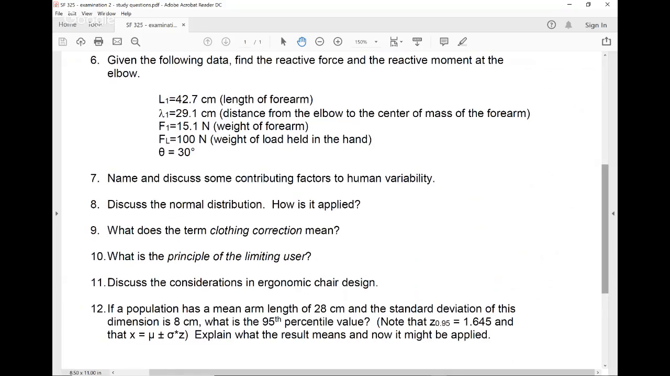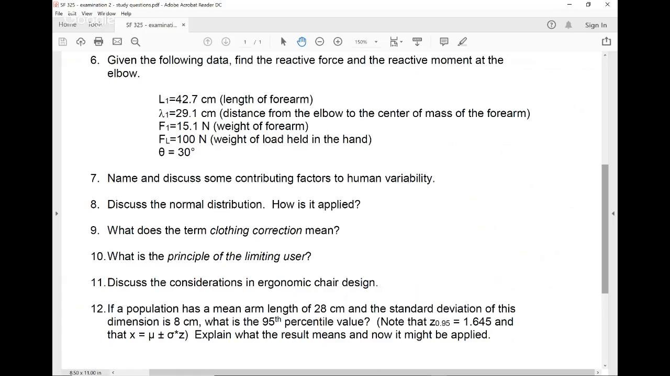I did not ask you to do this on the last exam, but I think it's a fair question. It's something that you've done already. This will just be remembering how to do it. Given these data, find the reactive force and the moment at the elbow. So if you imagine an elbow, we're just going to have 2 answers here. One is going to be force, and the other is going to be torque. For the force, you just add these 2 numbers together.